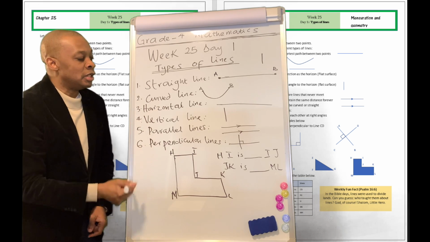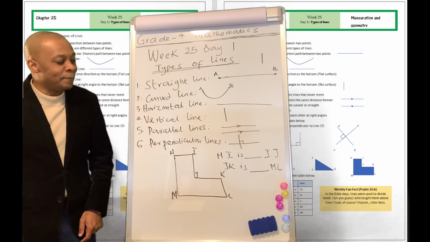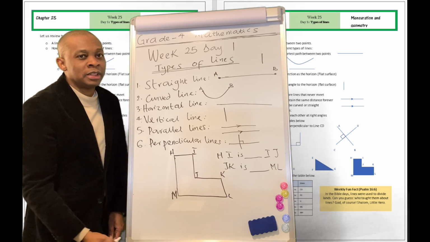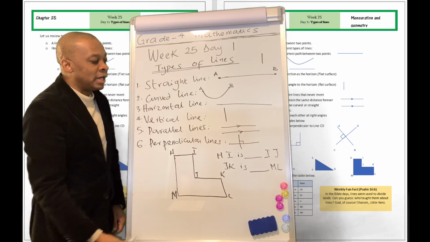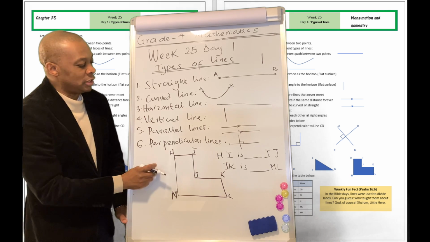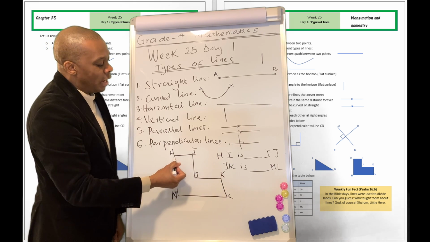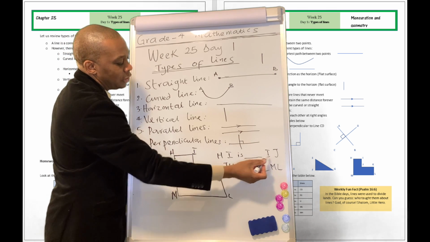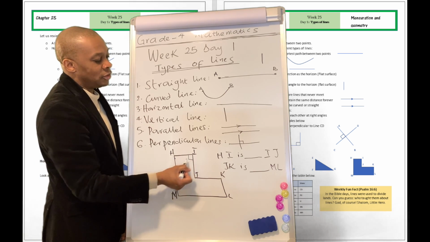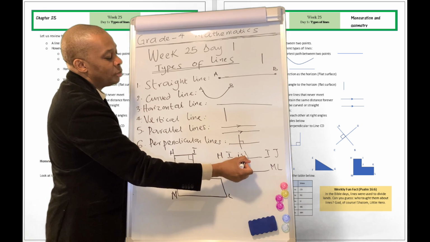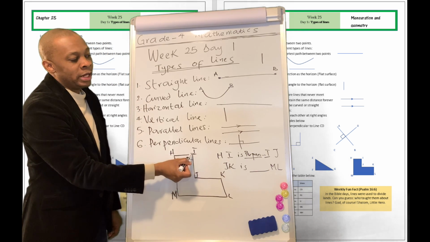Well, perpendicular lines. Perpendicular lines are lines that intersect at 90 degrees. So there's a vertical line, there's a horizontal line, and they intersect at an angle of 90 degrees. All right, so let's see if we can identify some lines in this shape over here. Let's look at line HI compared to line IJ. What is the relationship between HI and IJ? Well, you can say HI is perpendicular to line IJ, right?